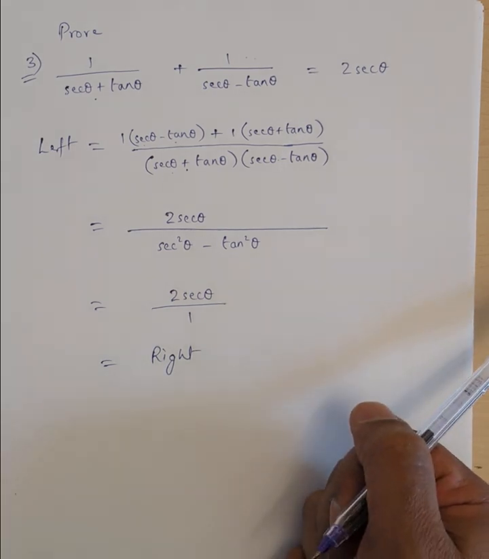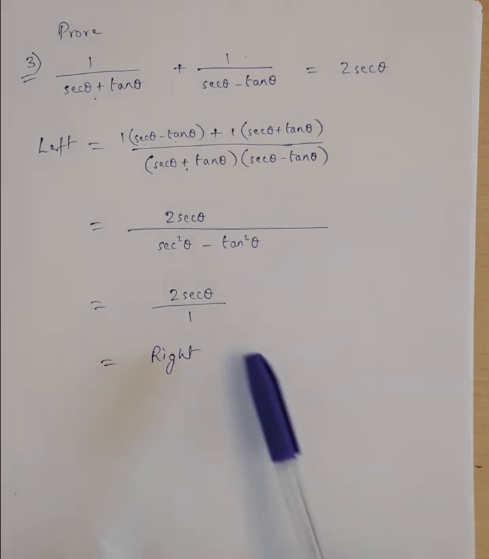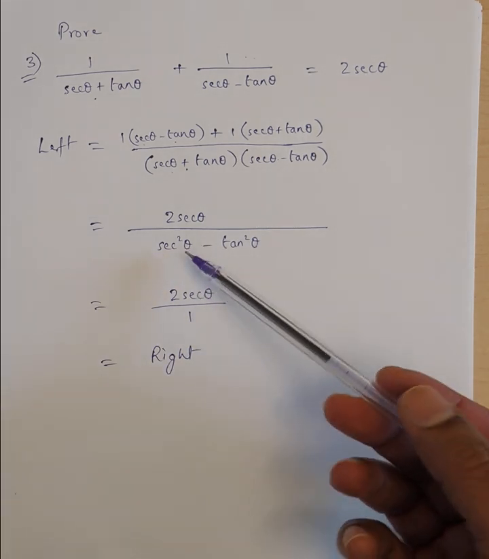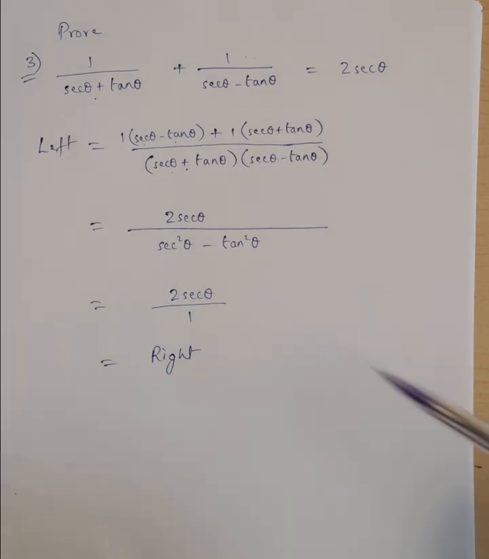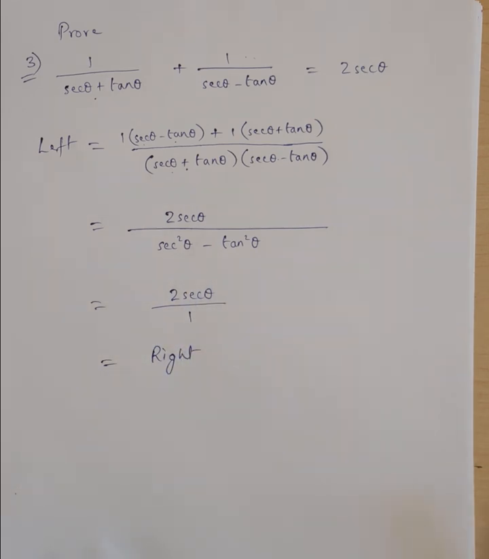So knowing your identities, the more identities you know, the faster you can get. Now, if you don't see that this is equal to 1, you probably would have to convert this to sines and cosines, and then knowing the fact that sine square plus cos square equals 1 will get you to the answer. But it would take several steps.